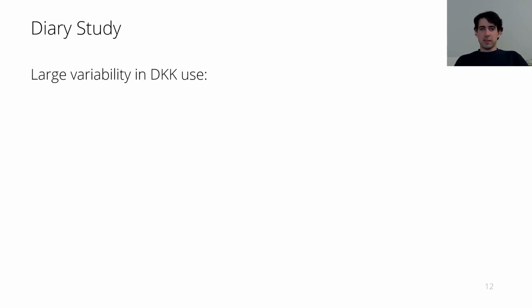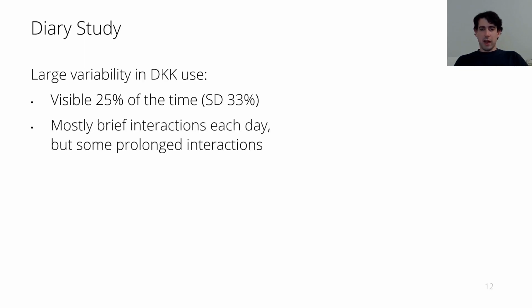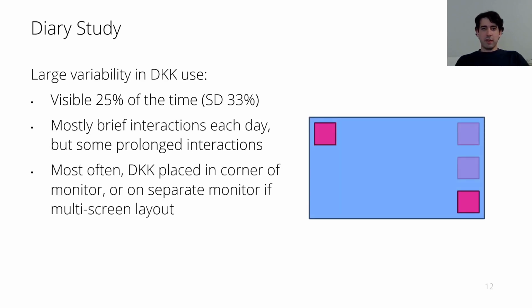In terms of some usage statistics, there was large variability in digital knick-knack use. On average, digital knick-knacks were visible about 25% of the time, but this was with a large standard deviation. Interactions with digital knick-knacks each day were mostly brief, but some interactions were prolonged. And most often, digital knick-knacks were placed in a corner of the monitor or on a separate monitor if the participant had a multi-screen layout.